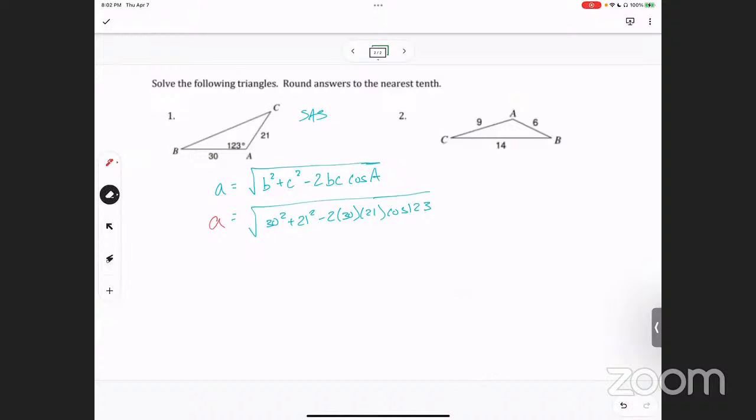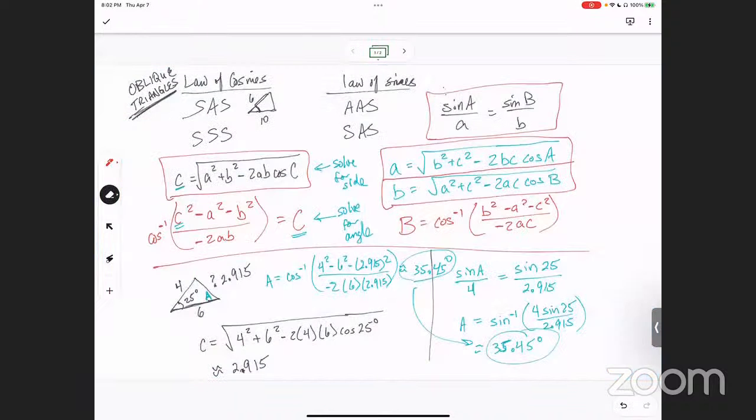So you can't use the law of sines because you don't have an angle. For the law of sines, you need to have an angle in order to use it. You need to have an angle across from a side. So if you have side, angle, side, you don't have a side across from an angle yet. Or if you have side, side, side, like the one I just showed you on page 2, you don't have an angle yet. So you can't use the law of sines, but you can use the law of cosines.